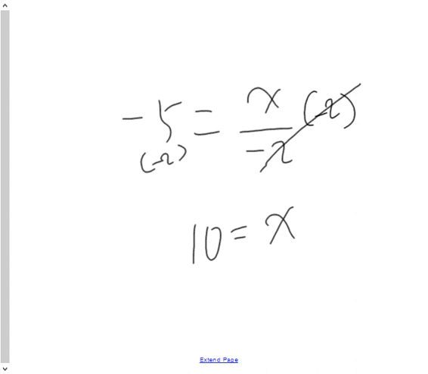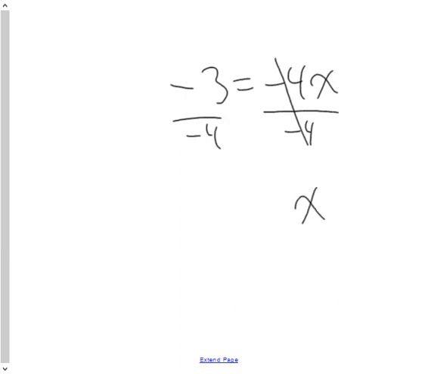Question 8 says negative 3 equals negative 4x. So the variable again is on the right. I want to get rid of multiplying by negative 4, so I'm going to divide both sides by negative 4. X will equal, well, 3 divided by 4, I know is the fraction 3/4, so it's going to be 0.75. And a negative divided by a negative is a positive, so the answer is x equals 0.75.